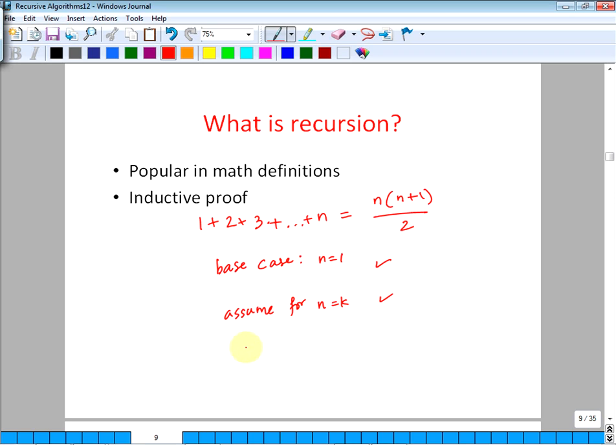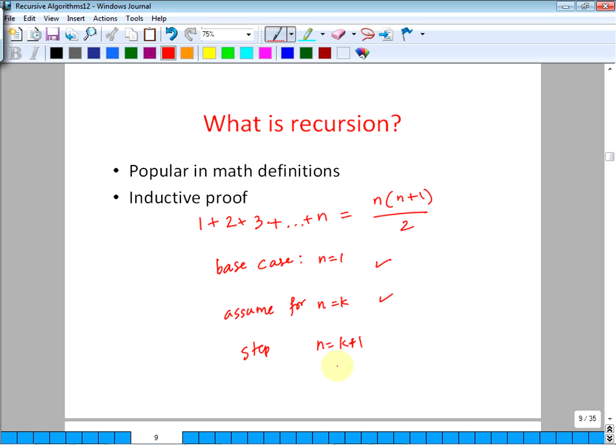So the base case you have to prove, then assume for n equal to k the equation is true. Now you have to prove the step, n equal to k plus 1. Up to n equal to k, we assume the equation is true, and for n equal to k plus 1, you have to prove, based on what you have, that it's correct. So 1 to k should be k into k plus 1 by 2. Then when you add k plus 1, the other side also works out to be correct. Something like that.